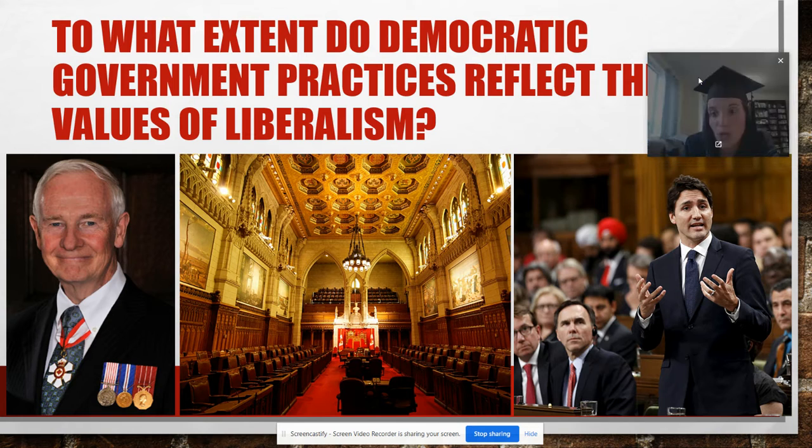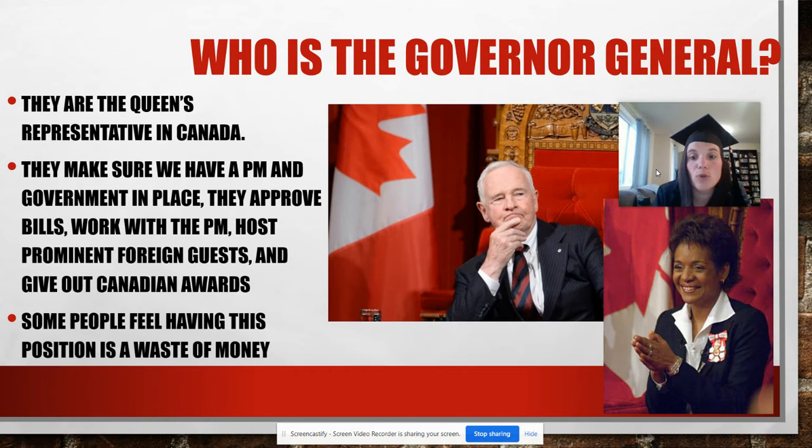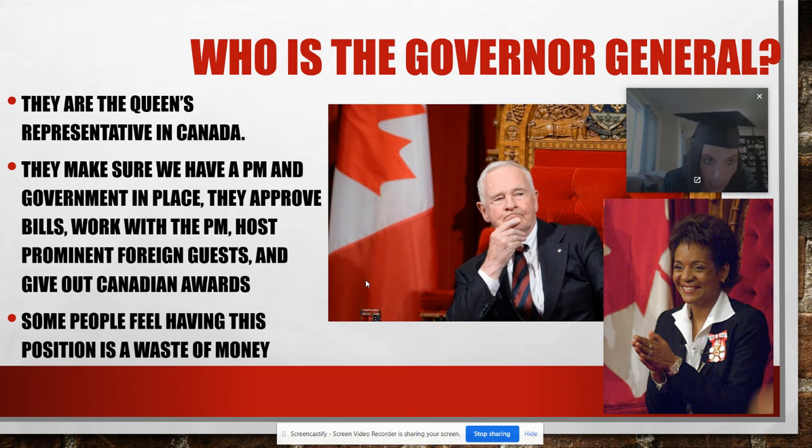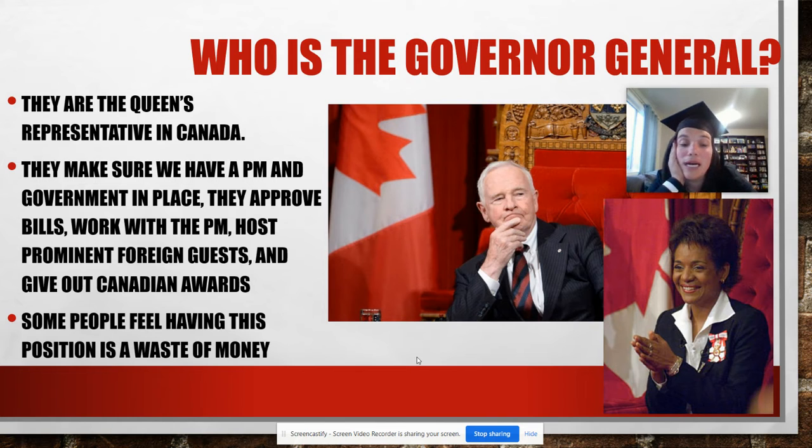So here's Trudeau. We've got, this is the Senate. I think it's not. Yeah, that's the Senate. So who is the Governor General? This is the Queen's representative in Canada. These are 2 former Governor Generals. They basically make sure that we have a Prime Minister in place. They approve the bills, they work with the Prime Minister, they host foreign guests, they give out awards.